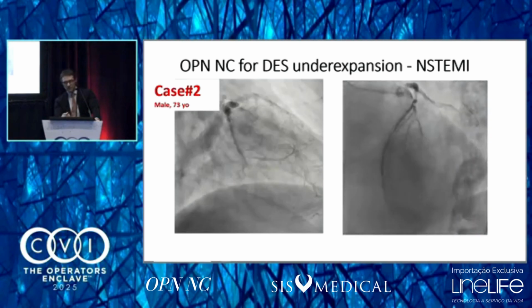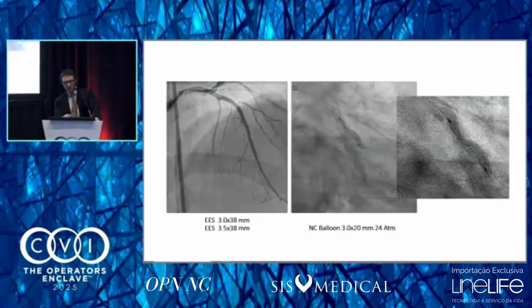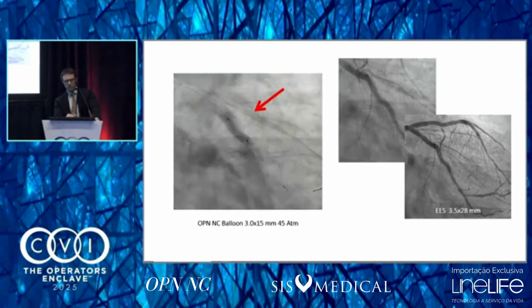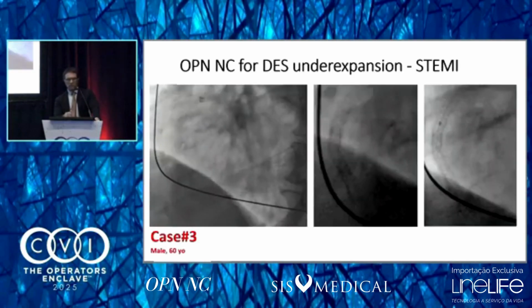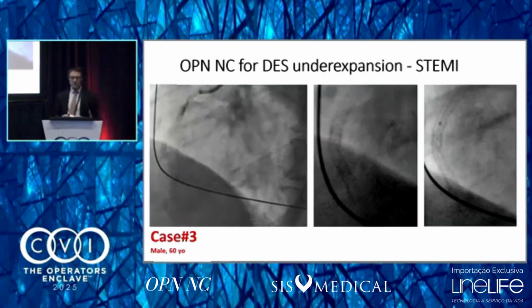There's a clear stent failure, in a patient with acute coronary syndrome, and this is what you have. In most of the cases, the stent failed because it was not well expanded. And this is what you can see, that dog bone effect. And this is one of the first uses of OPN NC, 45 atmospheres, off-label. We didn't know at that time. We still perform with 45 atmospheres, but not in every case.